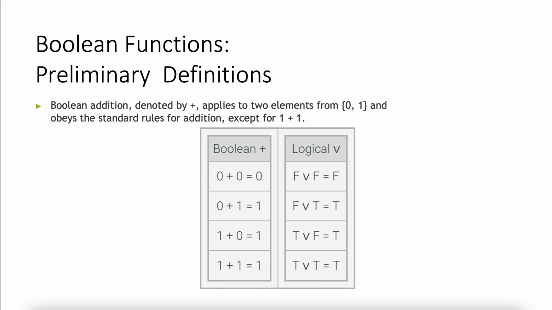Now you also have addition, which is denoted by the normal sum sign, and it applies to two different elements. Only thing is, with 1 plus 1, it doesn't become a 2, it actually remains a 1. With Boolean, everything always stays with zeros and ones. Just keep that in mind. And if you have two ones, then it's potentially going to be a 1.